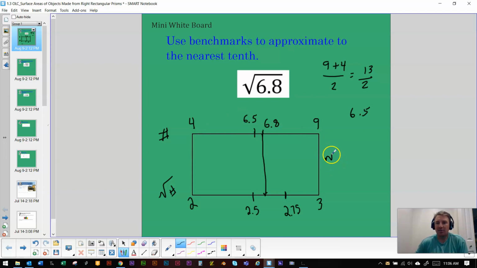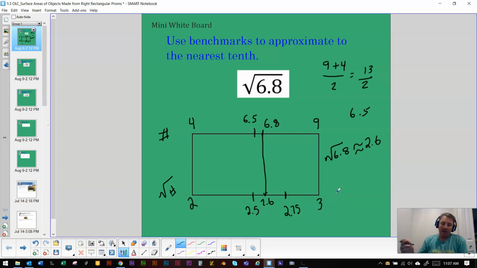So if we put this number down here, I'm going to revise my estimate, and I'm going to say the square root of 6.8 is about 2.6. Okay, so I think this is about 2.6. So what we did was we found where the original number fit on the top, and then we traced it down to our square root section and decided, well, if it's between these two numbers, it's probably about 2.6.